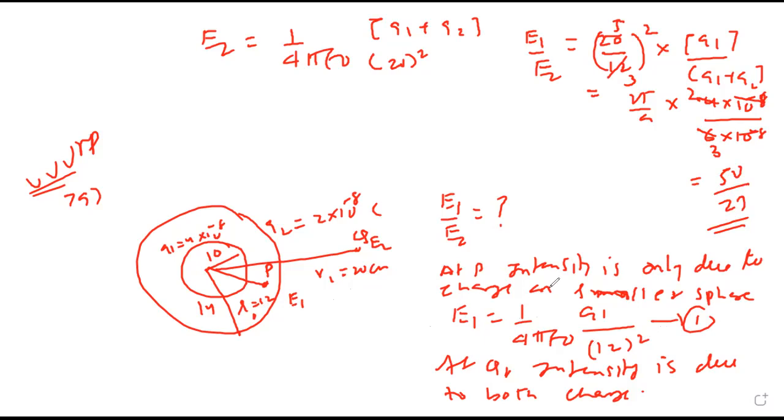Now anybody who has not followed, why we took only the smaller sphere for P and both for Q? In the case of 20, point Q is outside both, so we took both charges. But for the first one, it is outside the smaller but inside the larger. Inside the larger, no intensity. Outside the smaller, there is intensity.